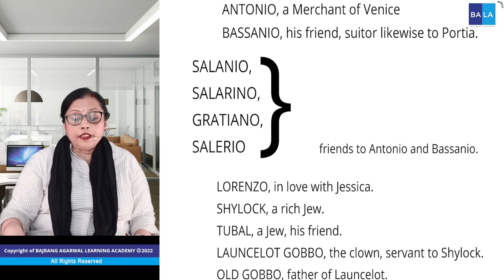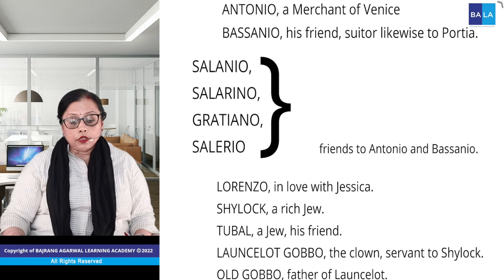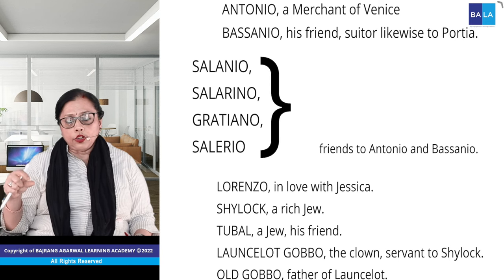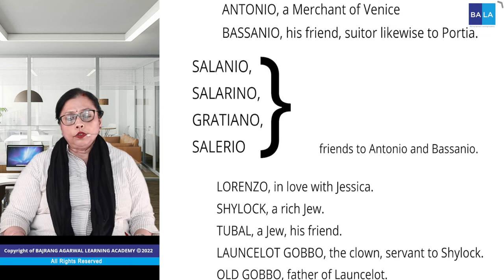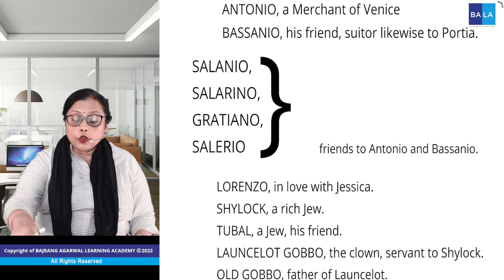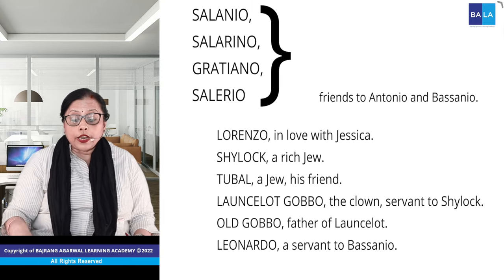And then we have many friends of Antonio and Bassanio: Salanio and Salerio, whom we meet in Act 1, Scene 1. Graziano also we meet in Act 1, Scene 1. Then we have characters like Lorenzo, who is in love with Shylock's daughter, Jessica. Shylock, a rich Jew. Tubal, he's also a Jew and Shylock's friend.